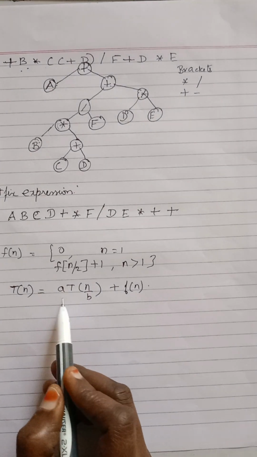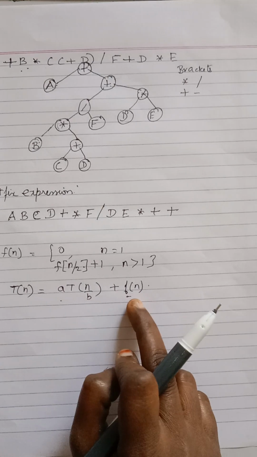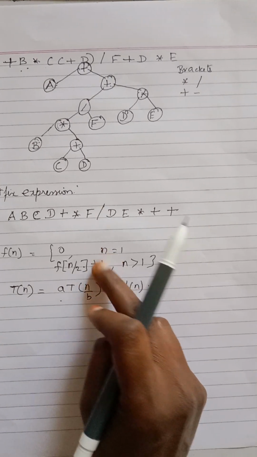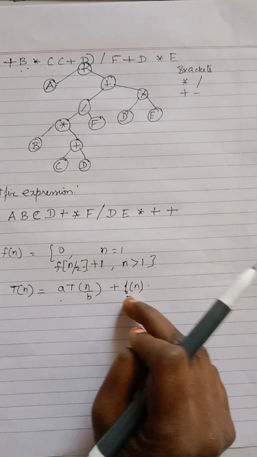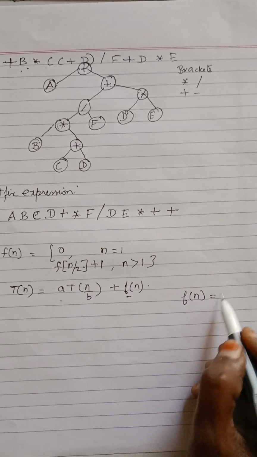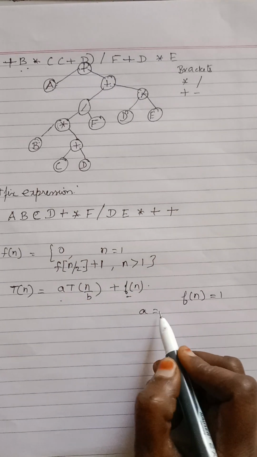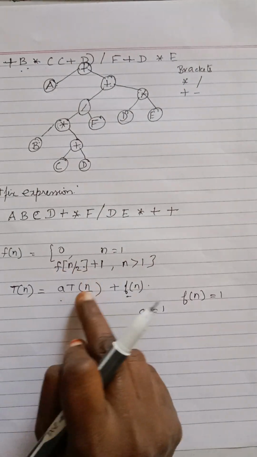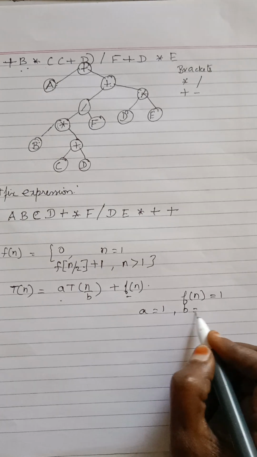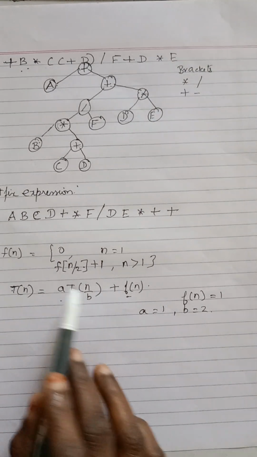Comparing this with this, we find that f of n, here you can apply this formula when this is a positive value or positive function. For this you can apply this formula. So what is f of n? f of n is 1. Now you have to find the values of a and b. So a is 1 because only one f of n is there, and then n by b, where b is 2. So b is 2. We have to remember this formula, then only we will be able to write it.